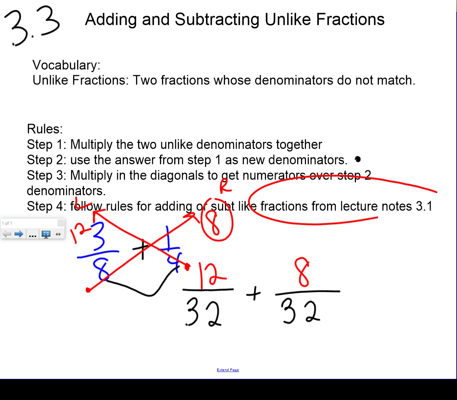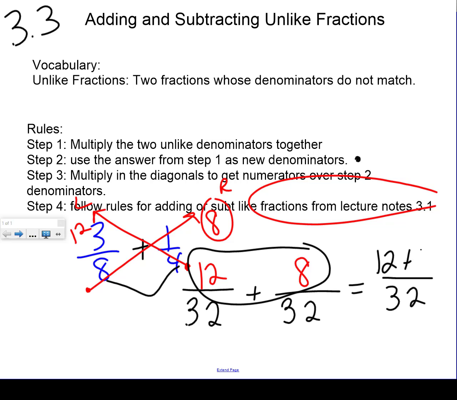So now we're at step 4, where it says to follow the rules for adding or subtracting fractions with like denominators. And so I bring over that denominator and I add the numerators. And so I end up with an answer of 20 over 32. And this would be great if this was a fraction that was in lowest terms, but it's not. So I'm going to have to divide both the numerator and the denominator by 4. And so I find 5/8 to be my final answer.